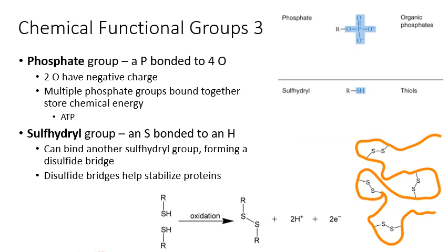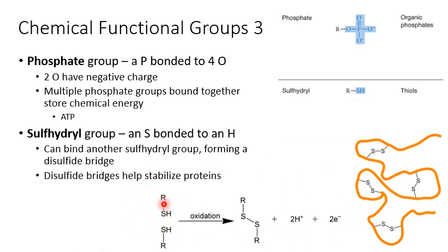Finally, we have the sulfhydryl group, which is just a sulfur atom bonded to a hydrogen. So you can see that right here, the sulfur atom attached to the hydrogen atom, and then also attached to the rest of the molecule. There are a couple of amino acids that have the sulfhydryl group somewhere in their side chain, and if they get close together, those 2 sulfhydryl groups on the 2 amino acids can react with each other to form what's called a disulfide bridge. So this is showing that reaction.